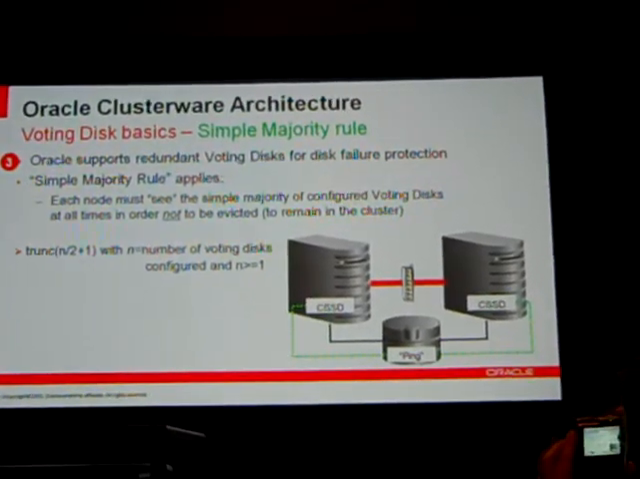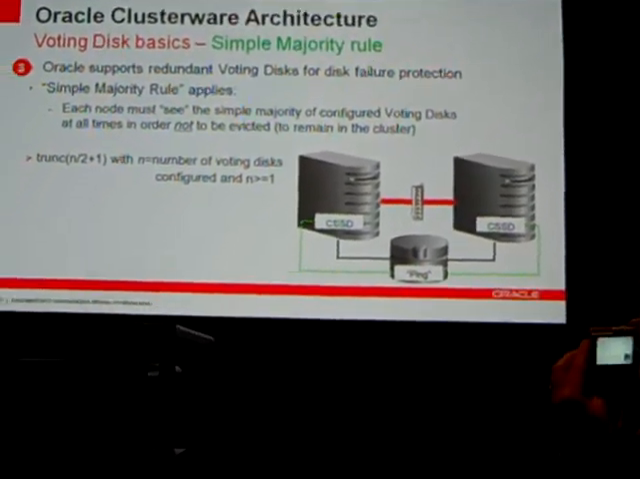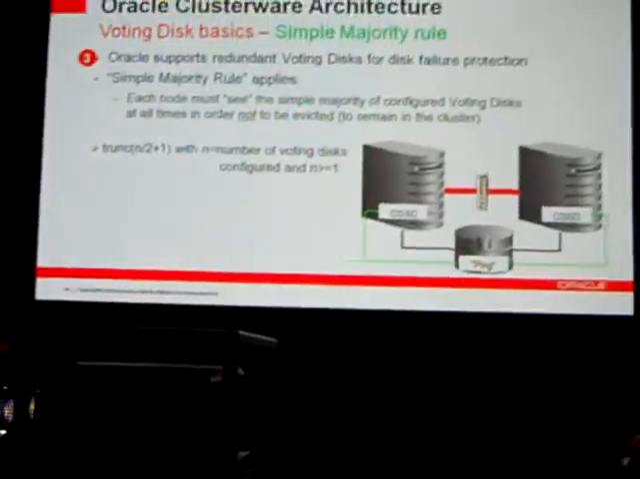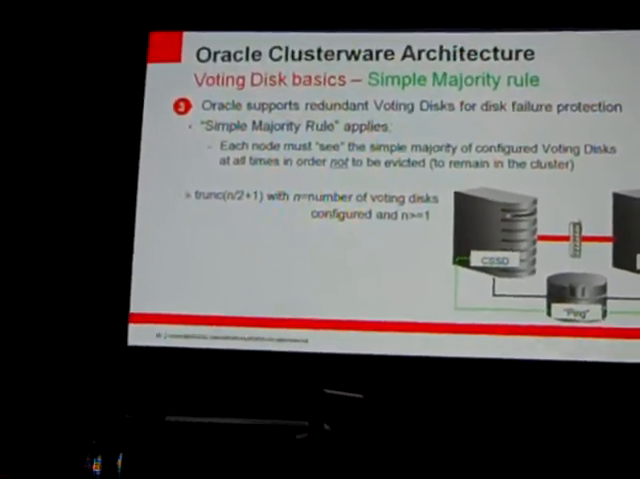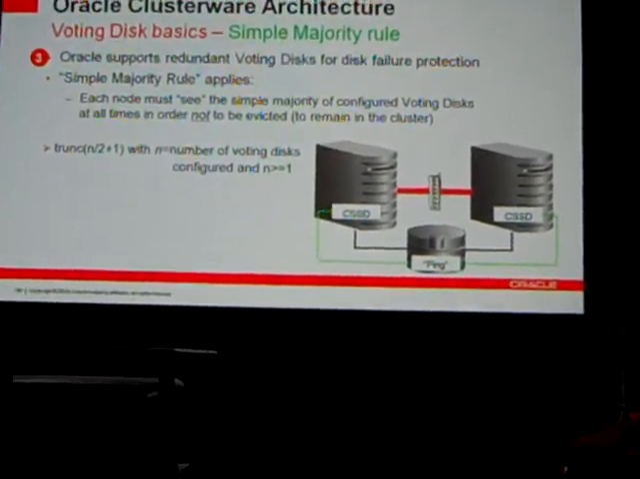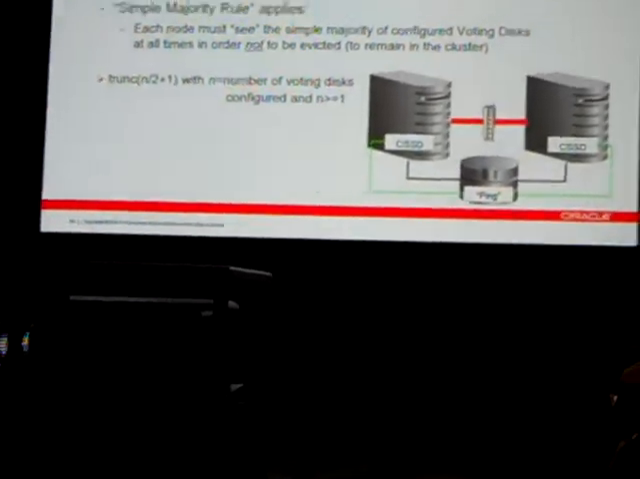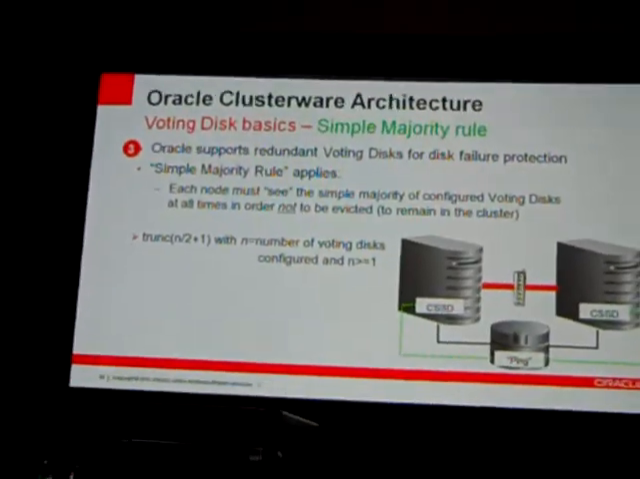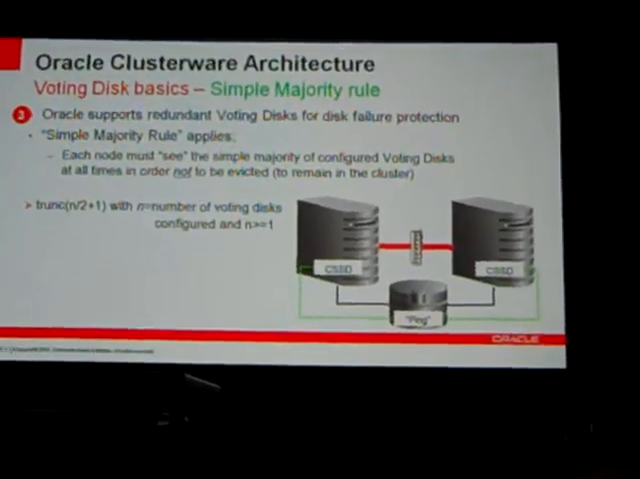Regarding the voting disk ping, please remember we have a majority rule, so you always have to have at least 2 voting disks available to each node in the cluster. If you lose more than the majority, so you have 3 voting disks and you lose 2 of them, all the cluster nodes will go down.